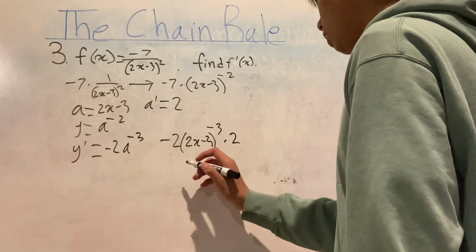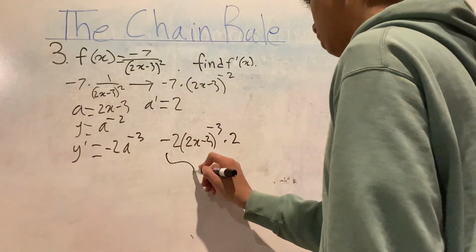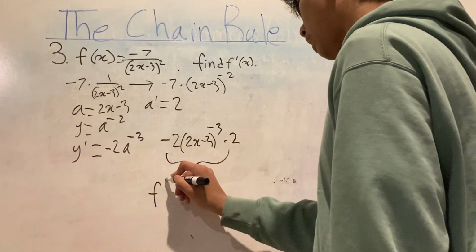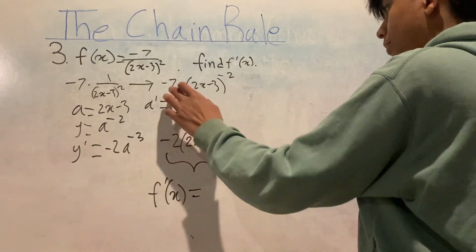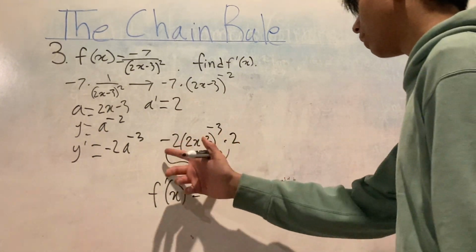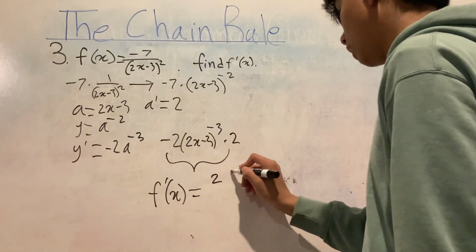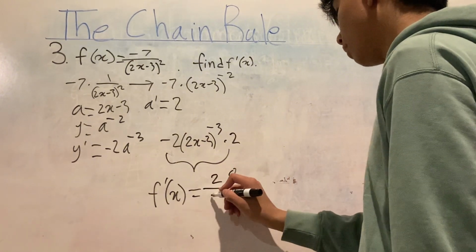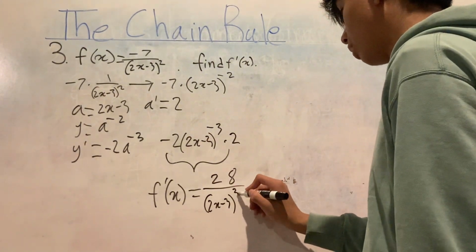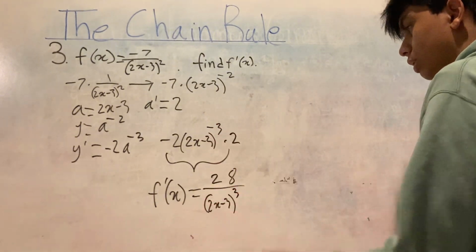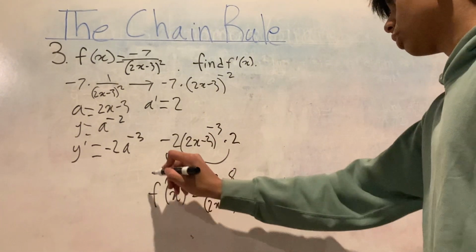So, when you simplify everything, this becomes f prime of x equals -2 times -7 is 14, and then 14 times 2 is 28, divided by 2x minus 3 to the power 3. Because this is -3, so everything goes in the denominator. So this is our final answer.